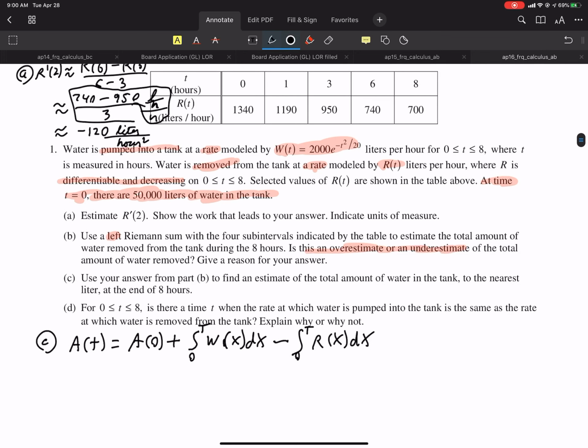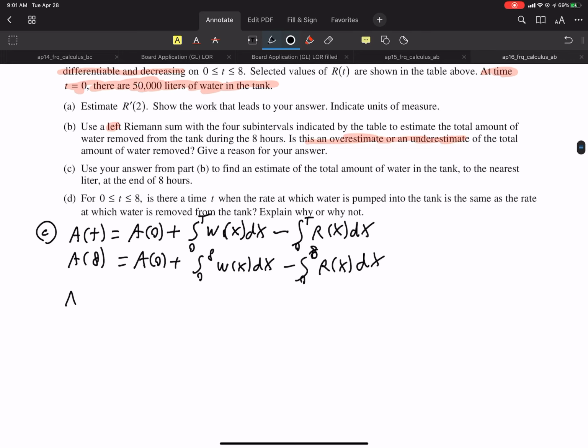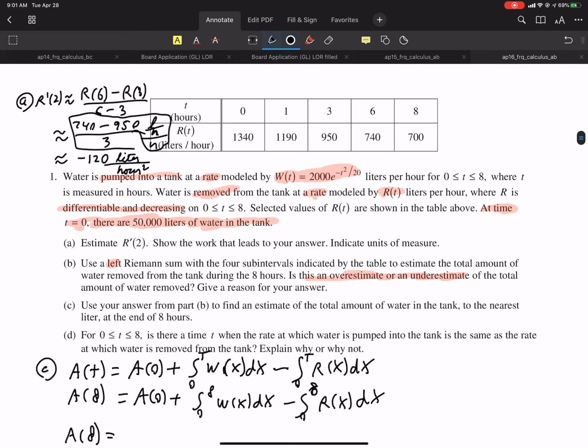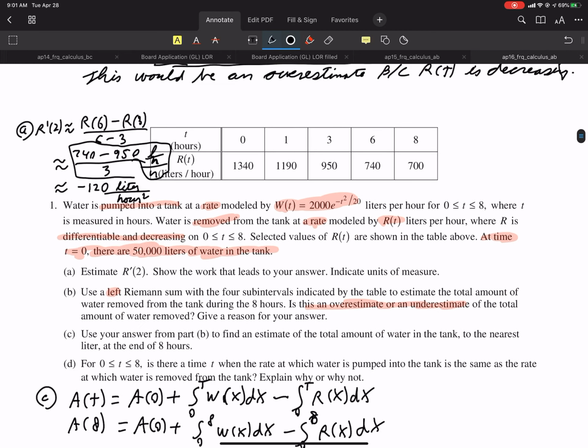So we want the amount of water at 8. So that's A of 8 will be A of 0 plus the integral from 0 to 8. That will have to be done on my calculator. And the integral from 0 to t of r of x, not r of t, 0 to 8 of r of x dx, that's the amount of water removed. So A of 8 will be the starting amount, which we found on top here, 50,000.